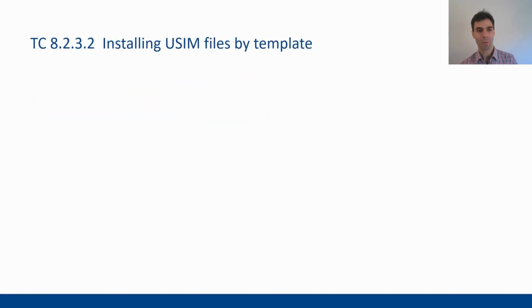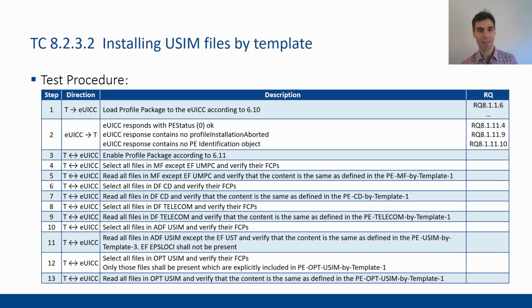We take this test profile and install it to the eUICC. This is what we can see in the first step. And in the second step, we expect the eUICC response with the status OK, without the profile installation aborted tag, and also there is no PE identification check because everything went well. So how do we check that everything went well? How do we check that the file system is correctly installed?